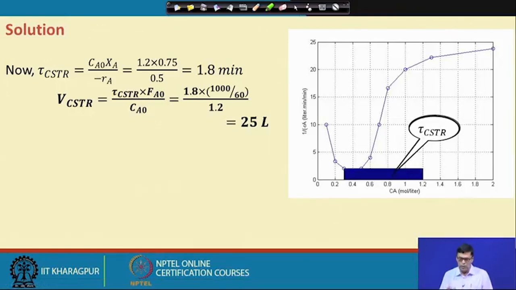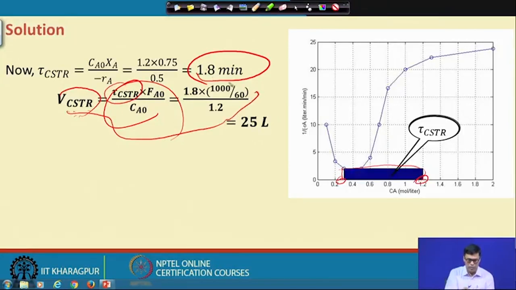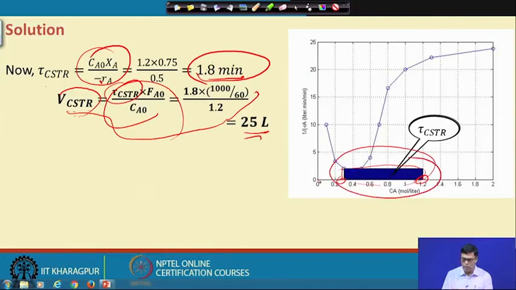You can also solve this graphically, since you have already drawn this plot. This is 1.2 in this graph, and this is 0.3, and this is a simple rectangle, am I right? Length into breadth, if you multiply it, you will get the time required. You do not have to do the numerical analysis; through the graphical method also you can find the time. Once you have the time, put this value in the equation and you will find 25. So in place of using the equation, through the graphical method also you can find it out.